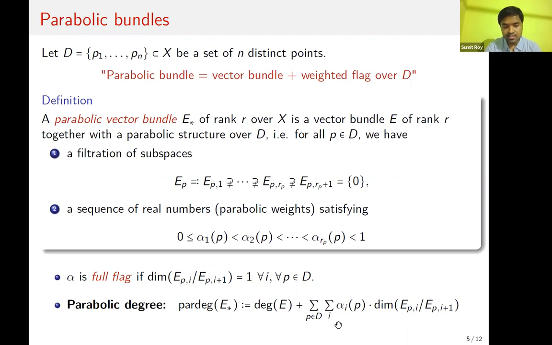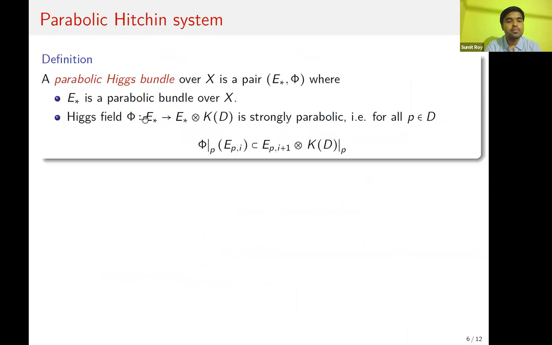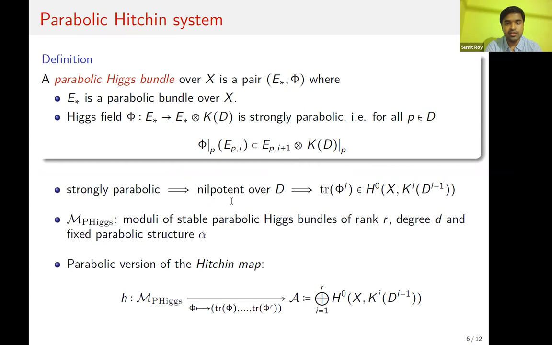We also have the notion of parabolic tensor product, parabolic dual, and parabolic homomorphism between two parabolic bundles. So a parabolic Higgs bundle is a pair (E, φ) where E is a parabolic bundle and φ is a Higgs field from E to E ⊗ K(D). So K(D) is K tensor O(D). We are also assuming that the Higgs field is strongly parabolic. What does that mean? It means that for all points in D, the Higgs field sends the subspace E_(p,i) to the next one, E_(p,i+1). So this means that the Higgs field at each parabolic point p is nilpotent. So strongly parabolic means the Higgs field is nilpotent over D.